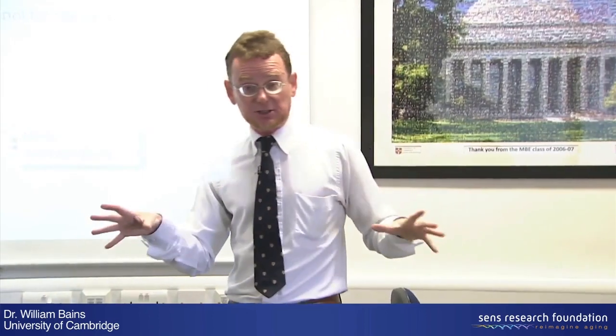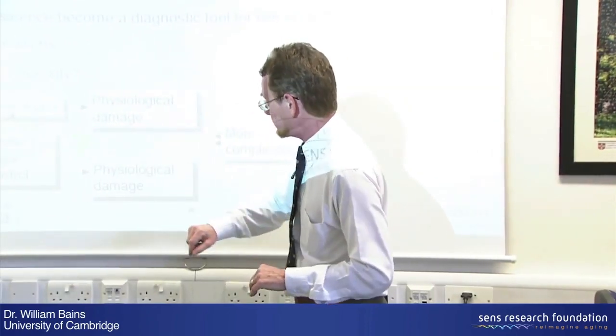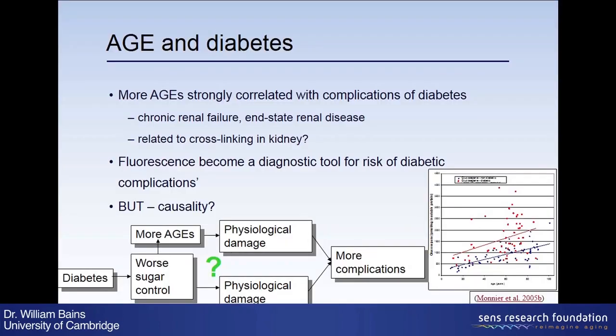So we could imagine two arguments, okay? Diabetes means worse sugar control. Worse sugar control may in itself cause physiological damage, which means more complications. Worse sugar control certainly results in more advanced glycation end products. Does that cause physiological damage and has more complications, or is this branch actually irrelevant?